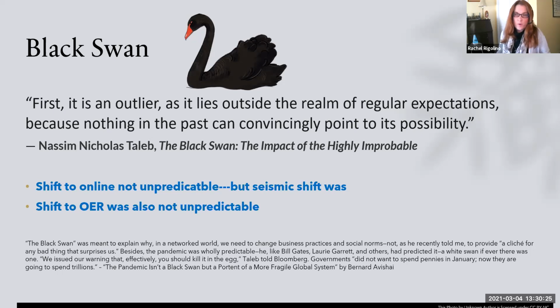And also the shift to OER, this pushback against textbook companies and courseware, but also just the idea of this kind of shift globally in thinking about educational artifacts and sharing and being generous and so forth. It's not unpredictable. So as much as I think we like to use the black swan, I'm not sure it's quite a total outlier, what's happened recently.